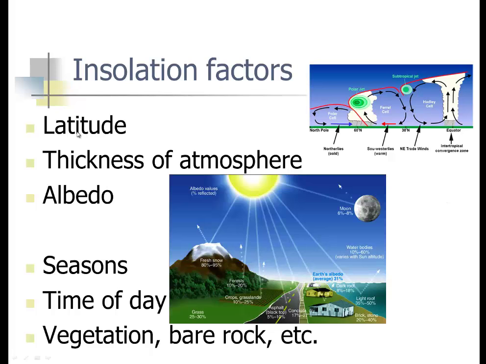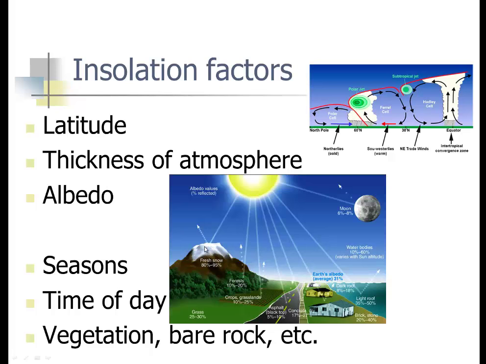Insulation factors: latitude. The lower the latitude, the higher insulation you're going to get. Thicker atmosphere: the atmosphere towards the pole is not as thick as it is in the tropics, and that has to do with the expansion due to temperature. But it's actually a lot, about 2 to 3 times higher at the equator than it is at the poles. It's a lot thicker atmosphere up here.